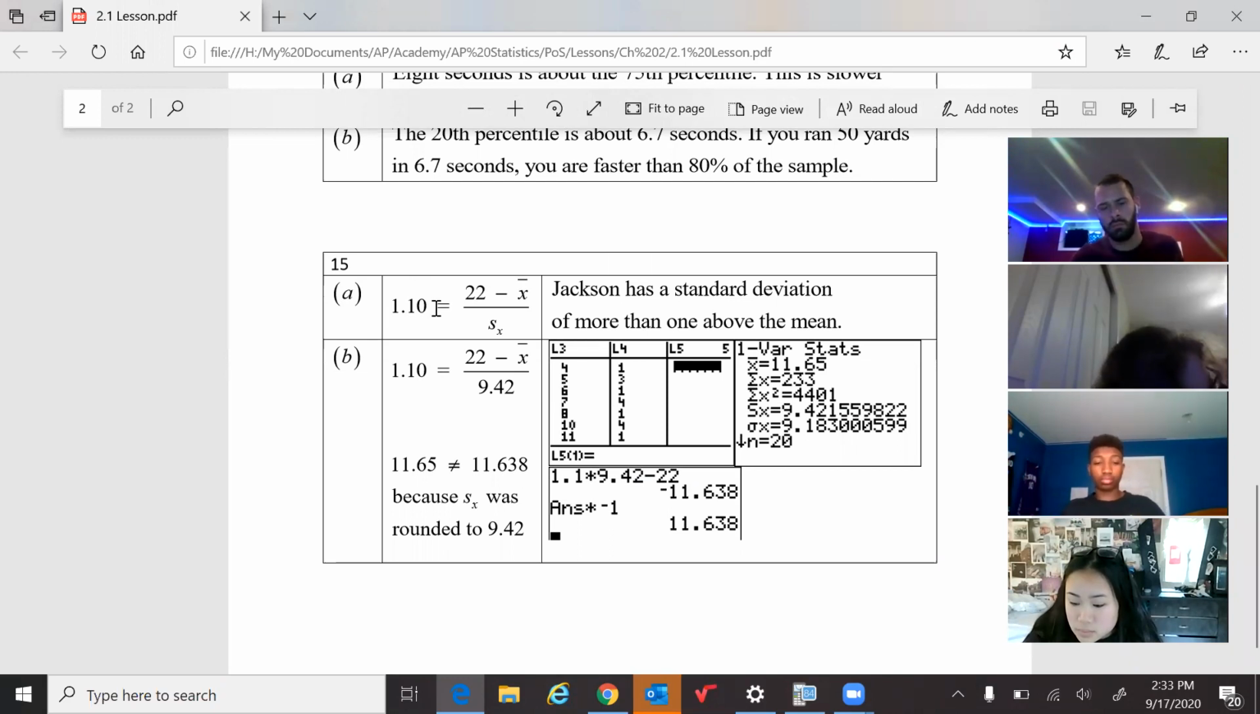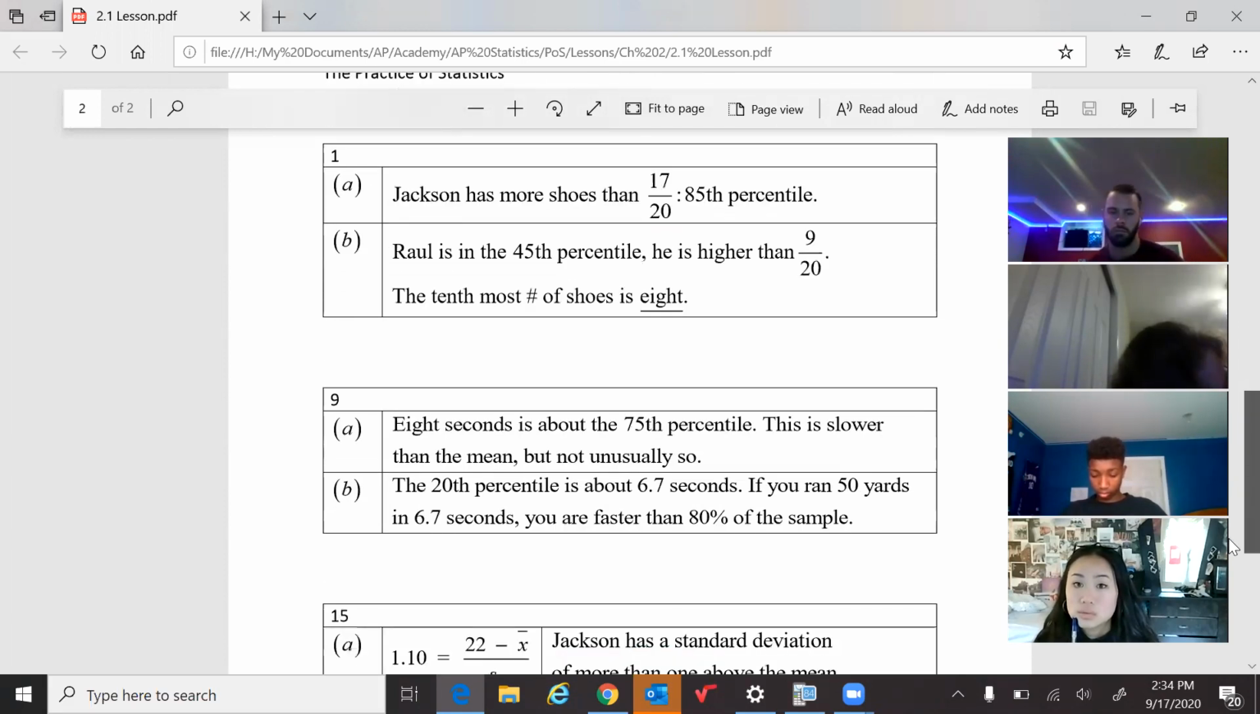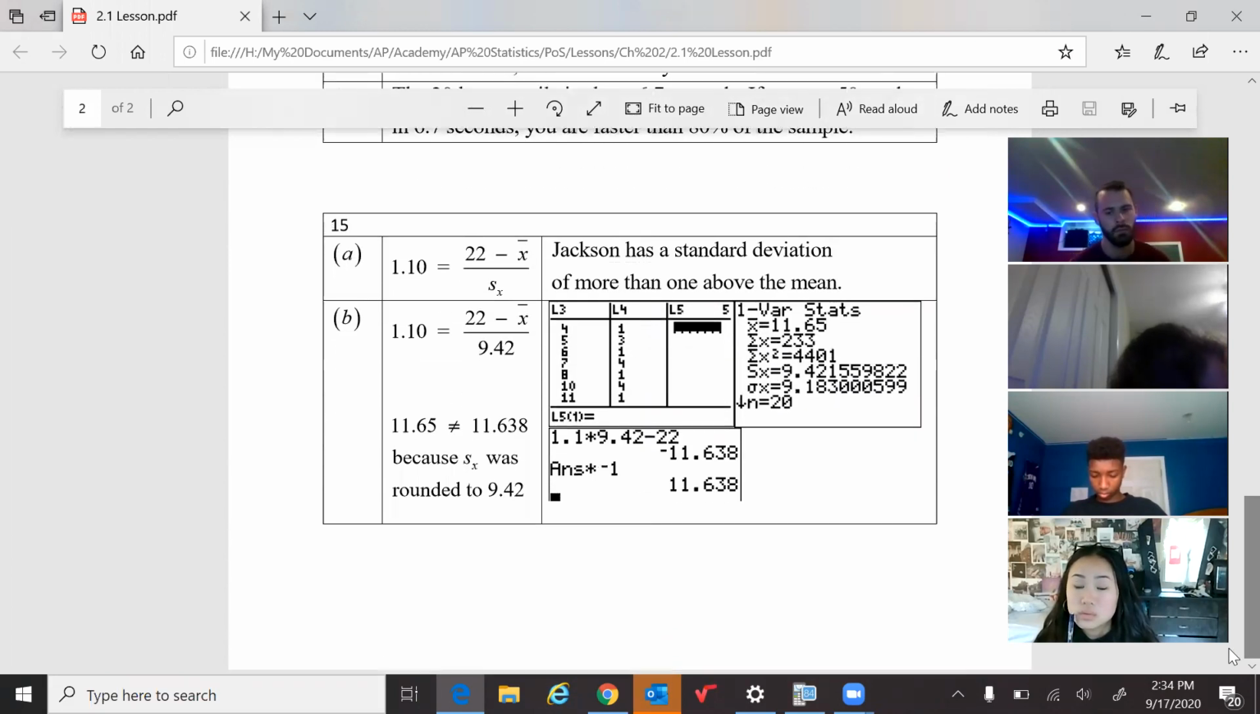The algorithm is z-score equals the data point, take away the mean, divided by the standard deviation. So what have you got? You've got this right here, this algorithm where you have 4 unknowns. So if you substitute values for 3 of them, you can solve it. Okay? So what it means is he's a standard deviation of a little more than 1 above the mean.